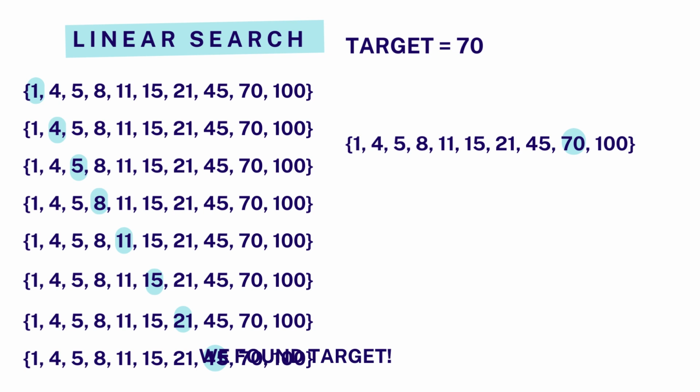So how does a linear search work? Linear search starts from the first element. We compare 1 and 70, and they are not the same, so we move on to the second item, third item, fourth item, and so on until we find the target. It's as simple as that. That is the linear search.